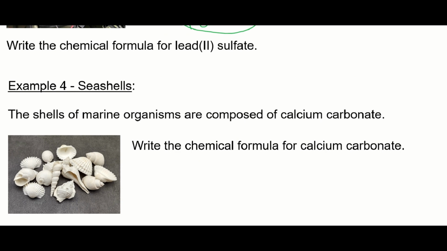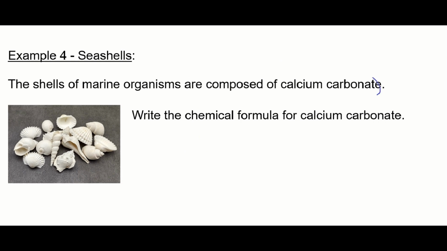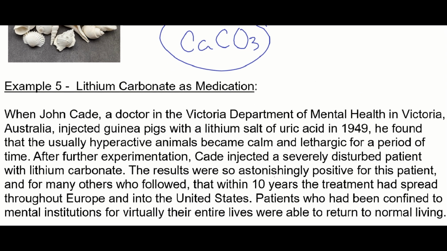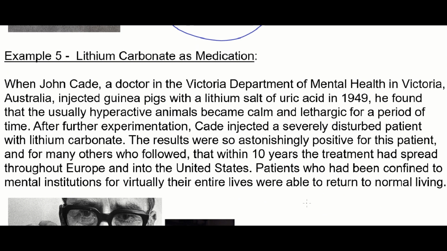All right, shells of marine organisms composed of calcium carbonate. So carbonate is another polyatomic ion. It's CO3, 2 negative. All right, let's combine that with calcium, which forms a 2 positive cation. Those charges are going to cancel out, and your formula is going to be just CaCO3. Example number 5, lithium carbonate as medication. I'll let you read that.